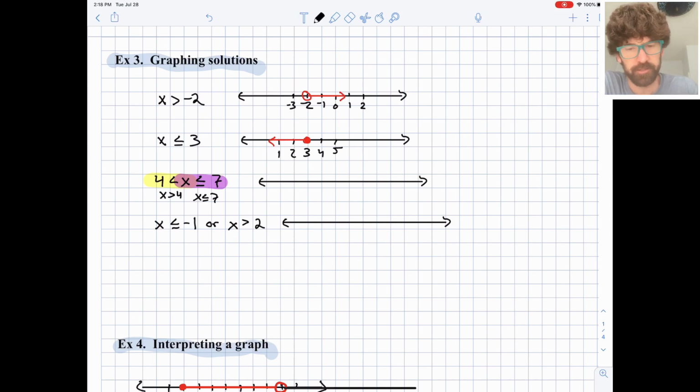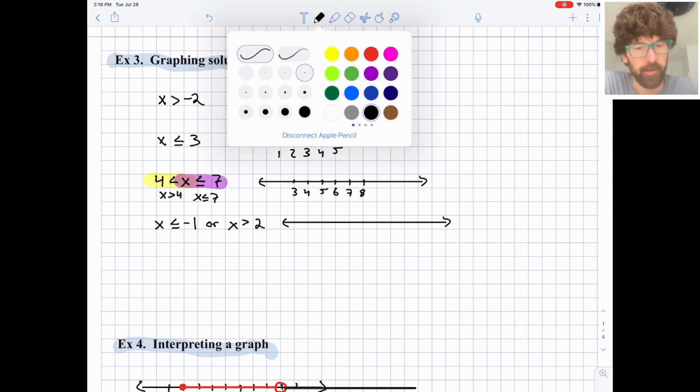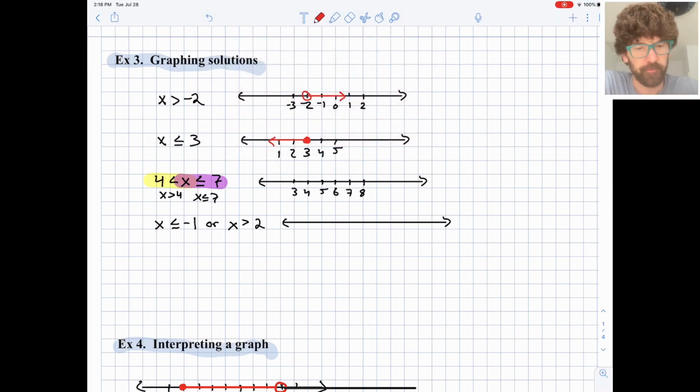So let's set up a number line. It looks like we need to go 4 to 7. And we have an open circle at 4 and a closed circle at 7. And then a line in between them. So any of those numbers, not including 4, but from 4 to 7 are valid answers, including decimals, fractions, irrational numbers between those two numbers.